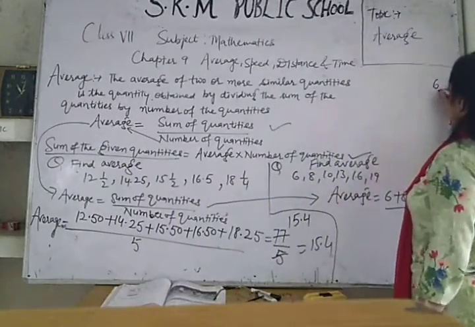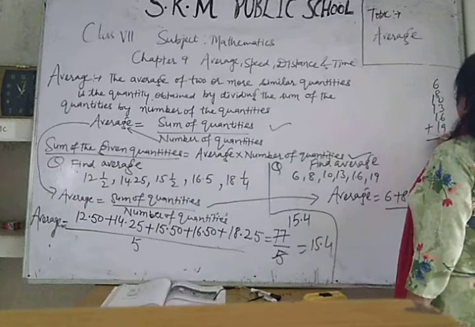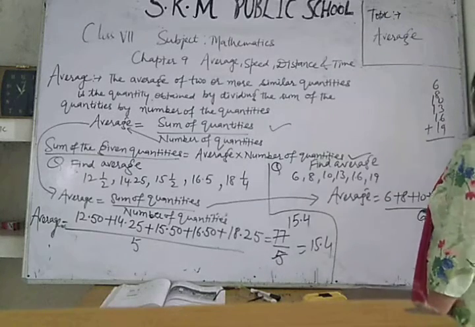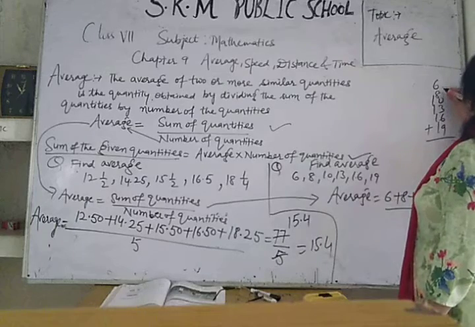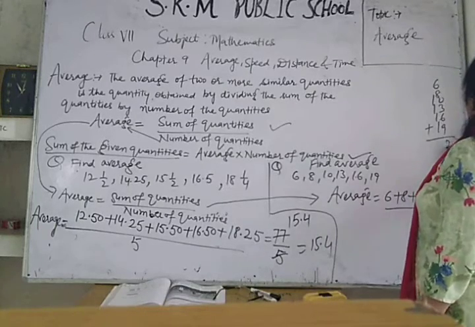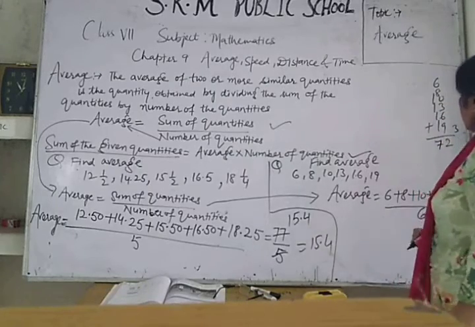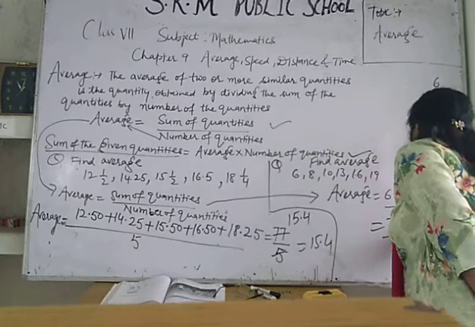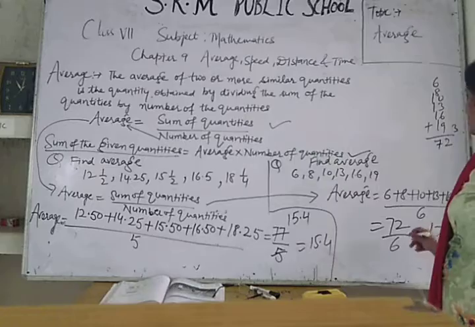Take out your notebooks and add. What have you got? 72. Am I right? 72 divided by 6 will be 12.